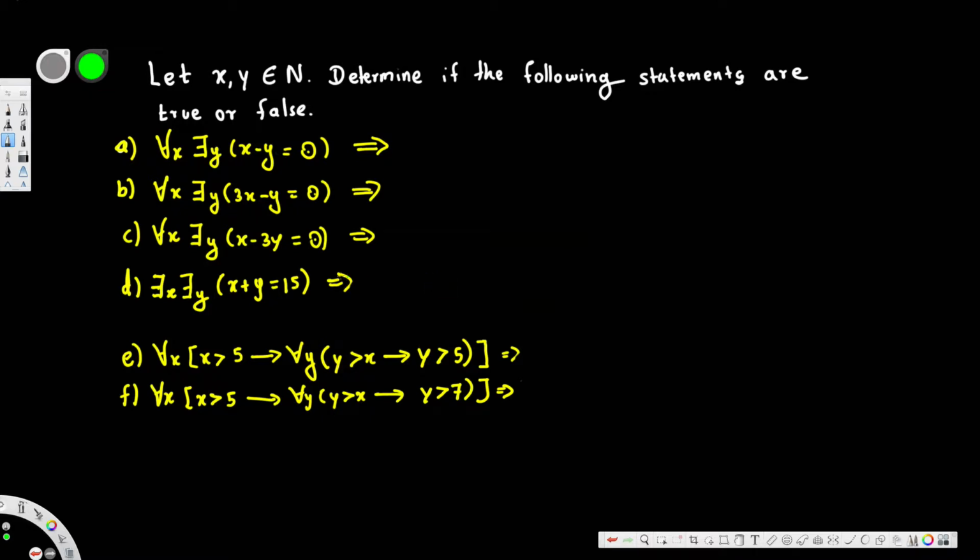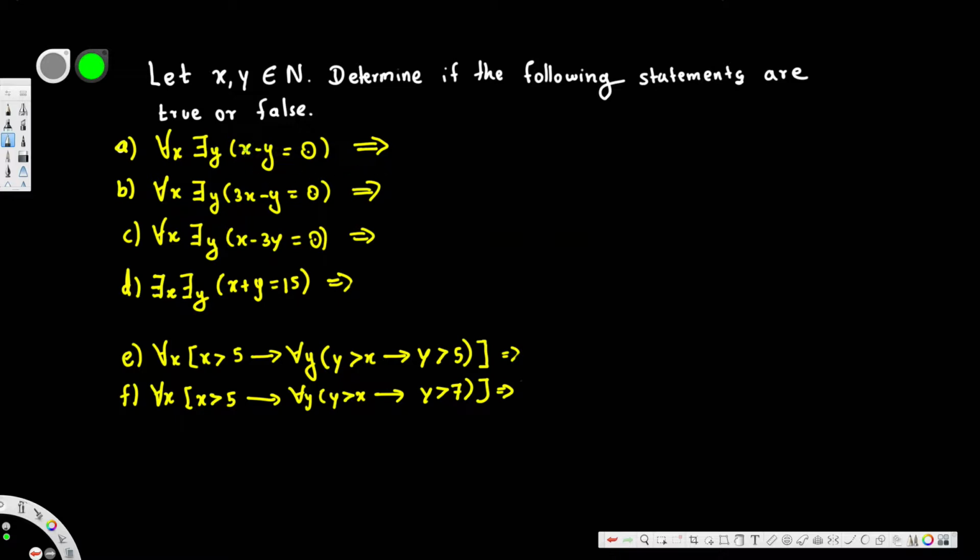What's going on, guys? Let's look at this problem right here. This question is asking, let x, y belong to the natural numbers, determine if the following statements are true or false. The first one is asking, for all x there exists a y such that x minus y is equal to 0. Is this true or not?